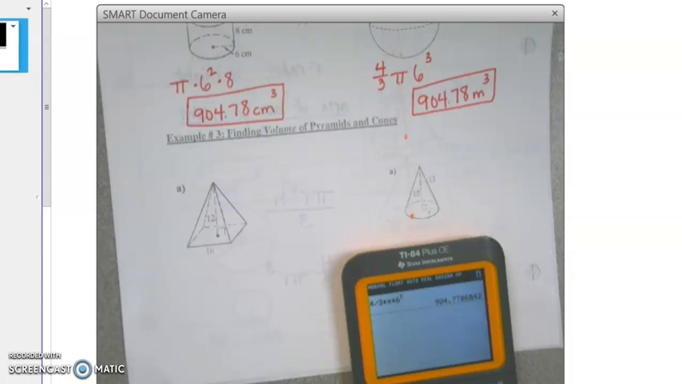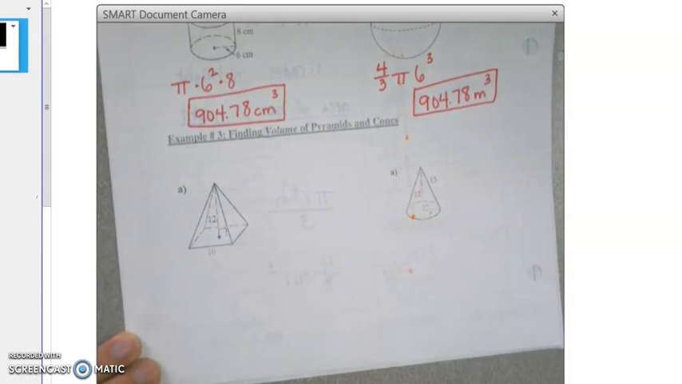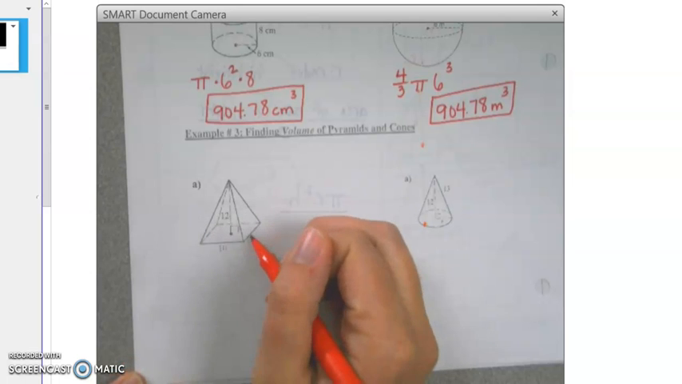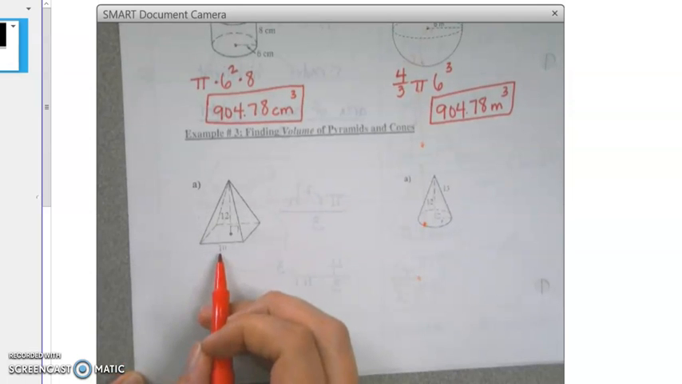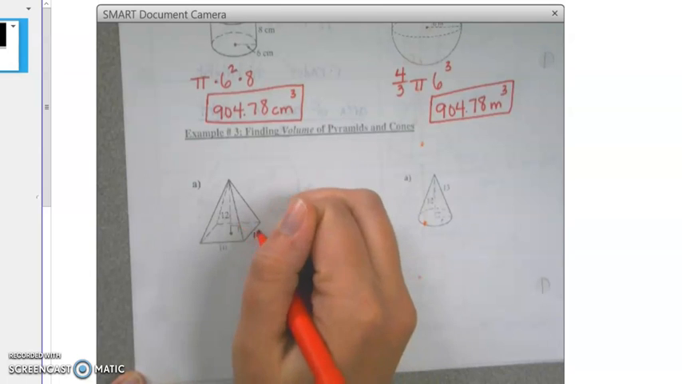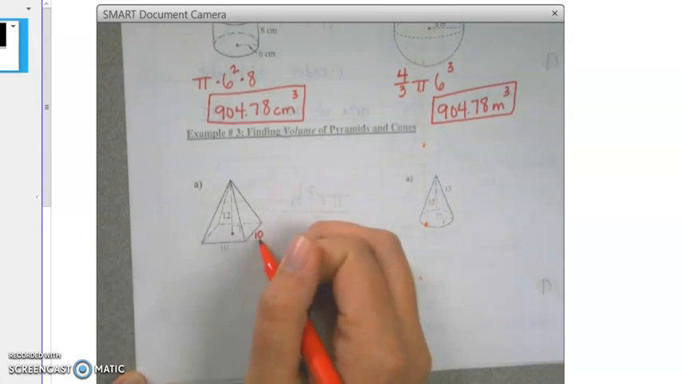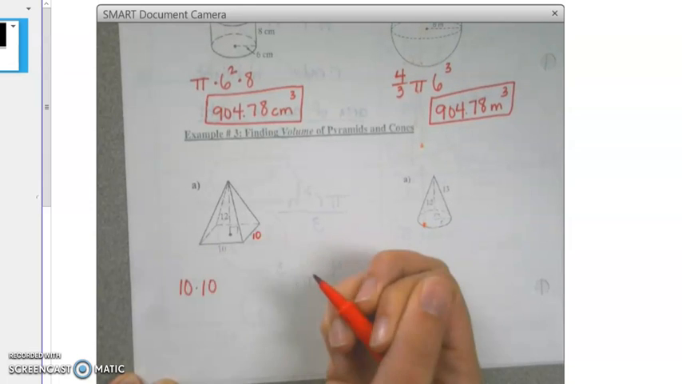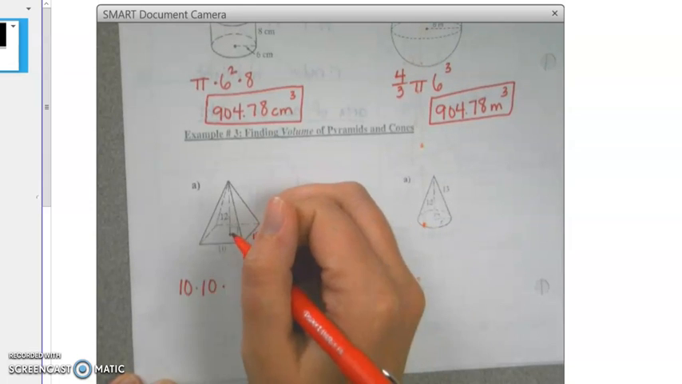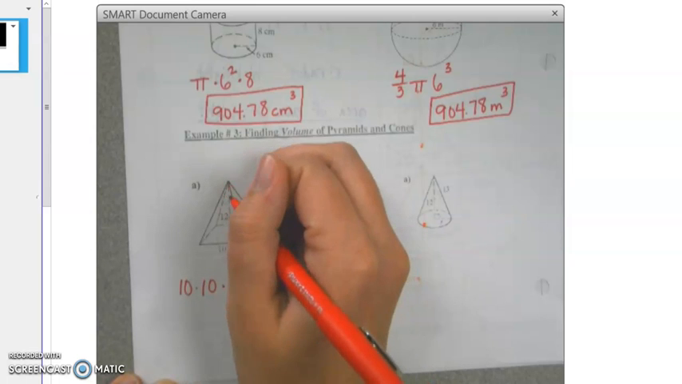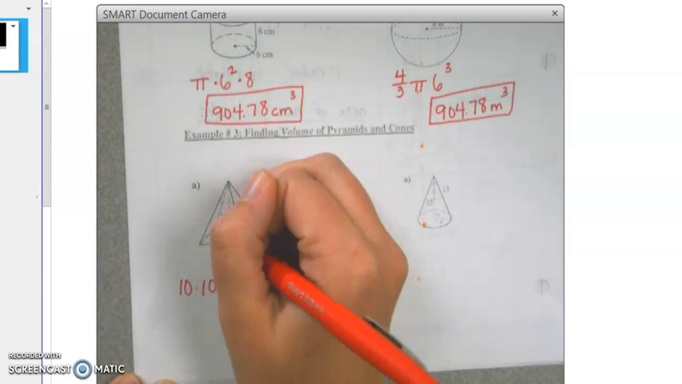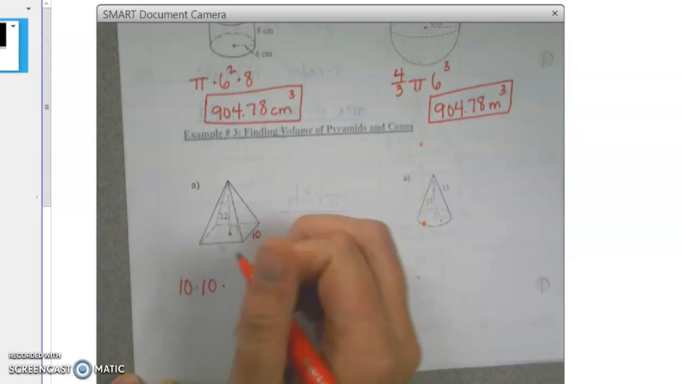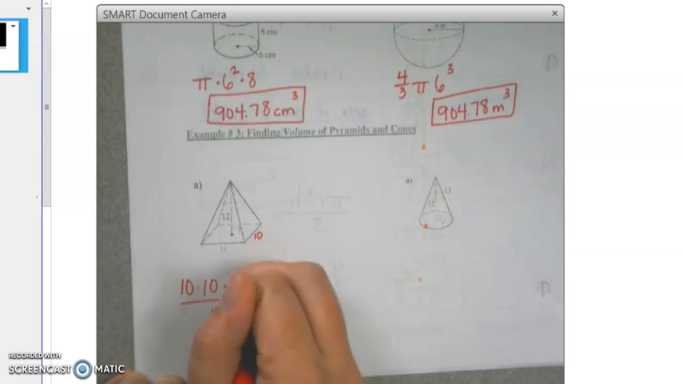Okay, so volume of a pyramid says we do area of the base. The base of this is a square, which means if one side is 10, the other side is also 10. Squares have the same number on each side. So area of the base is 10 times 10 times the height of the pyramid. We talked about how important it is that the height must come from the middle. If it was slanted, we'd be doing Pythagorean theorem. So 10 times 10 times 12 divided by 3.